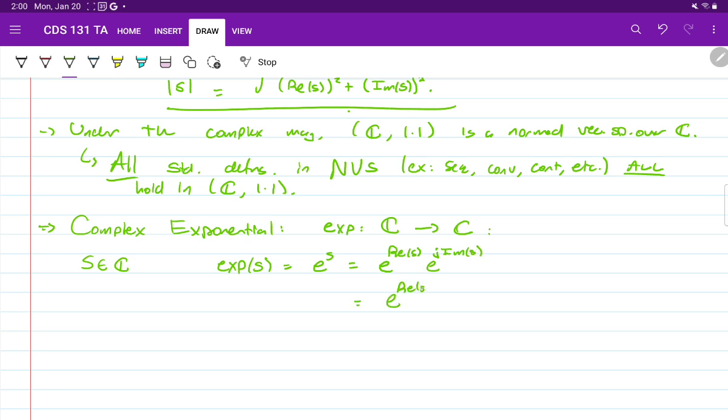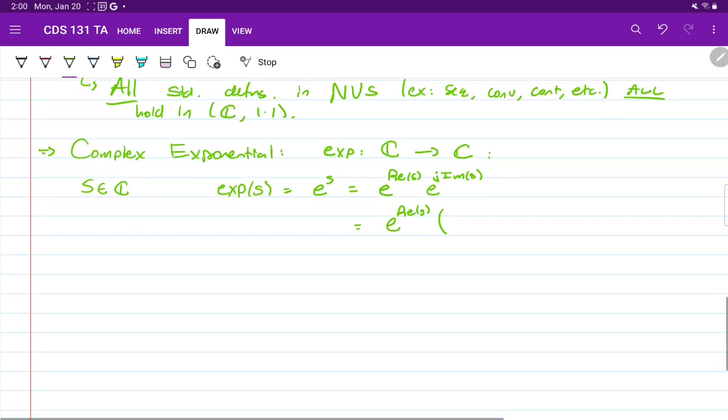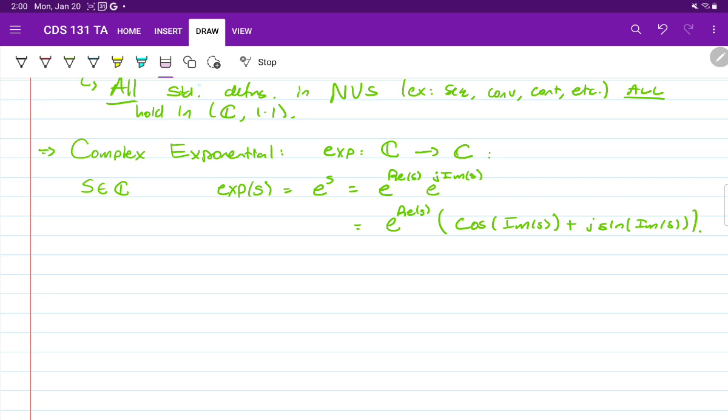So based on Euler's formula, this is described as follows. So we have e to the real part of s times the cosine of the imaginary part of s plus j times the sine of the imaginary part of s. Okay, so I just want to point out real quick, these are all the real valued sine, cosine, and exponential functions, right? And this is totally perfectly defined because both the imaginary part and the real part are real numbers, right? So it makes sense to plug them into real functions that we already understand.